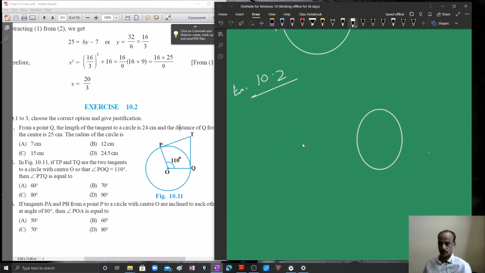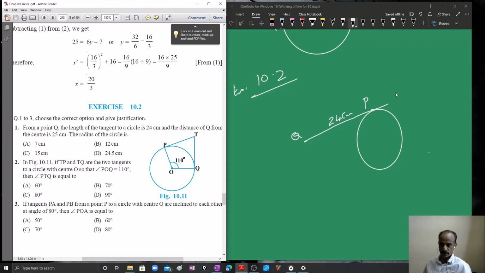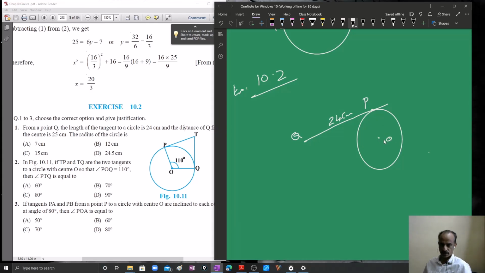From a point Q, the length of the tangent to a circle is 24 centimeters. So let PQ be the tangent, and the distance of Q from the center is 25. So let us consider a circle with center O, and this distance is 25 centimeters. Find the radius of the circle. Let this be the radius. That is what we have to find.